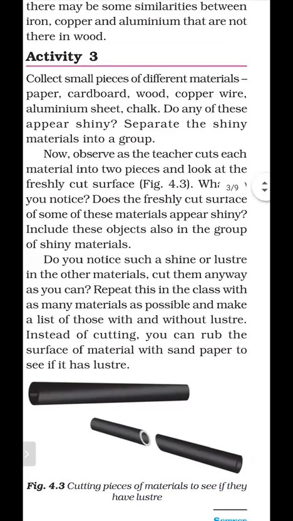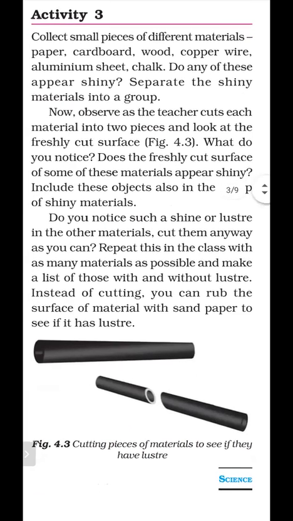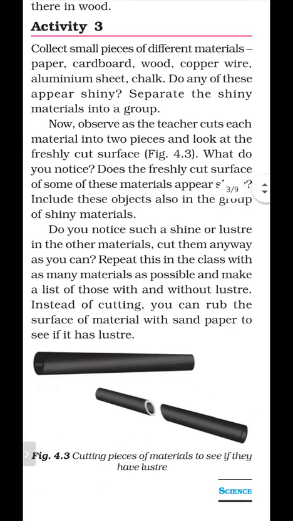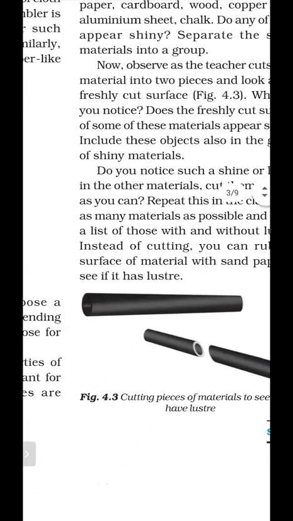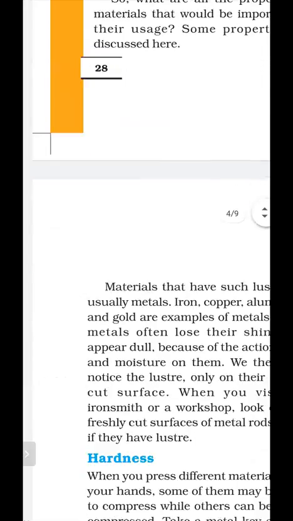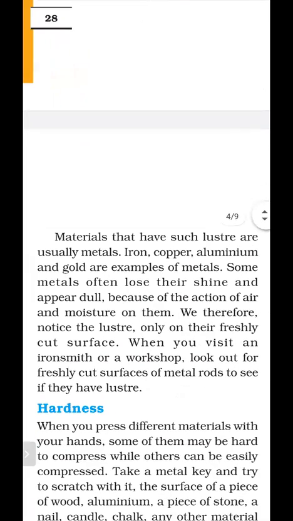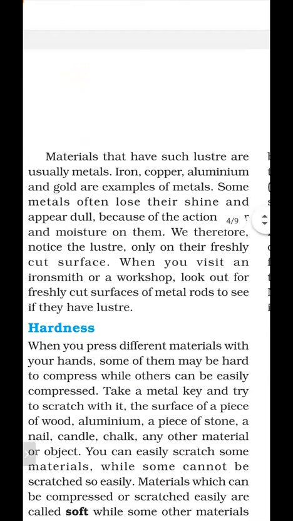So there are two types of object. First is lustrous, and second is non-lustrous. So how can we check whether a substance is lustrous or non-lustrous? First method is by cutting, and second method is by rubbing the surface of the material with sandpaper. So there are two types of object, lustrous and non-lustrous.